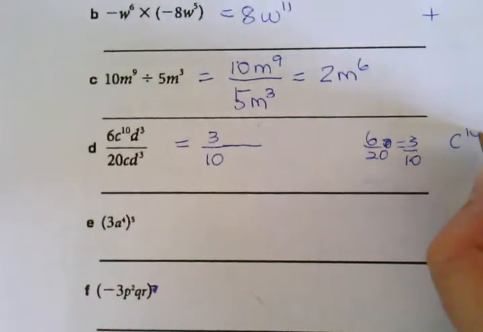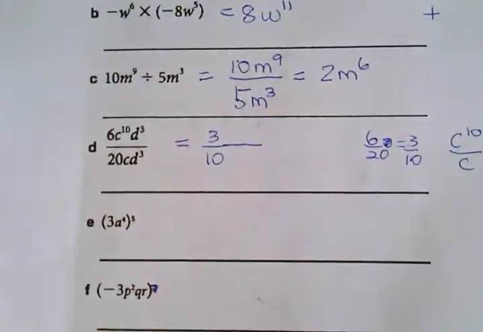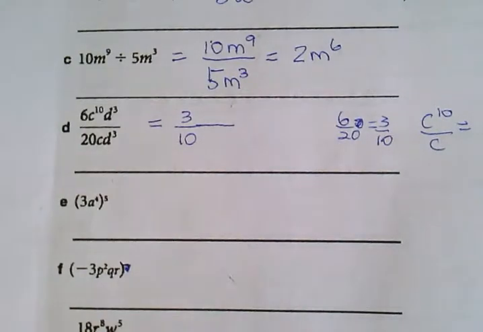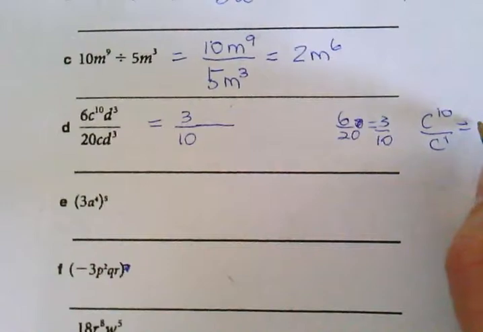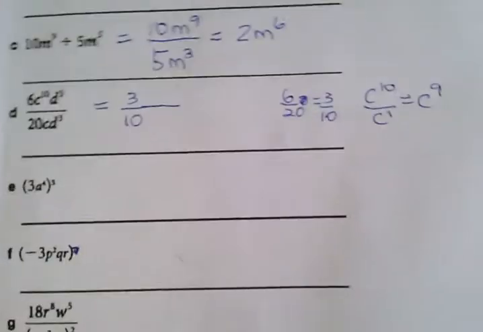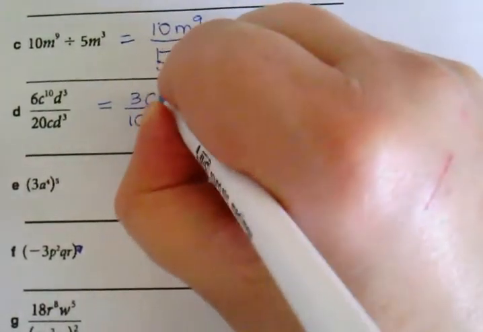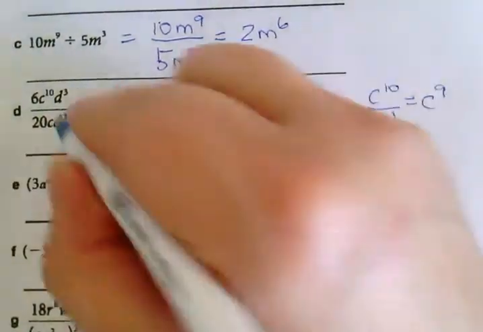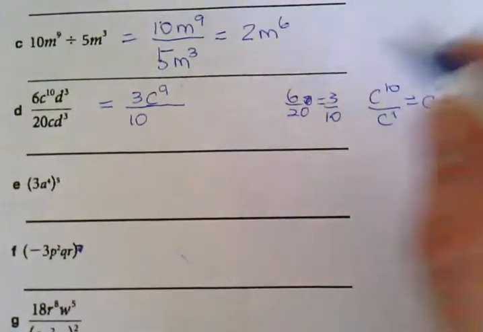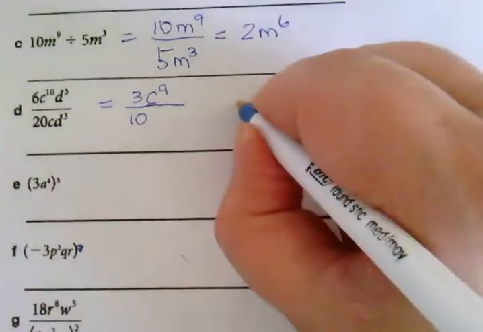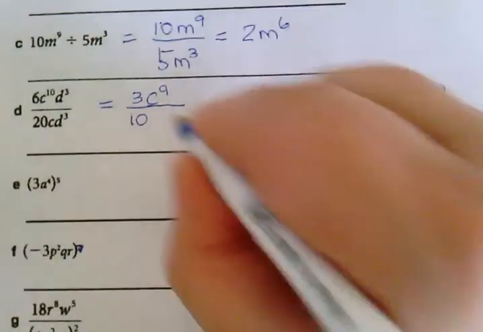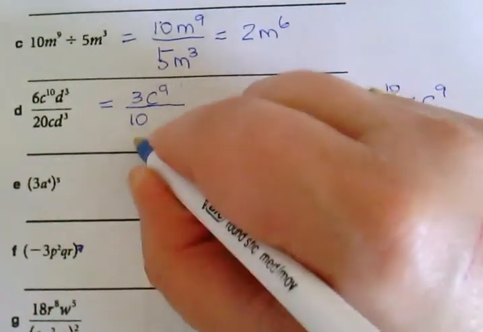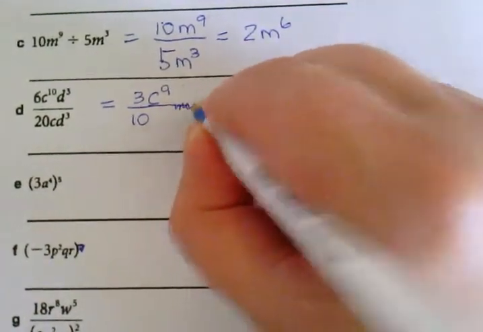Now let's look at the c^10 over c. So I'm just going to look at the numbers and then the c's and then the d's. c^10 over c is the same as c^10 over c^1, which is c to the power of 9. So that will be on the numerator because there are more c's on the numerator than the denominator. And the d^3's actually cancel out and you're left with nothing there. So d^3 over d^3, they cancel out to give you 1. Okay, so the answer is 3c to the power of 9 over 10.